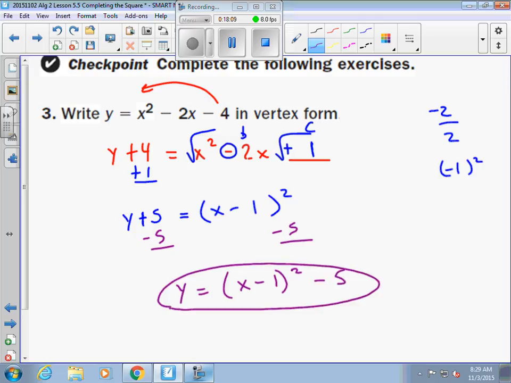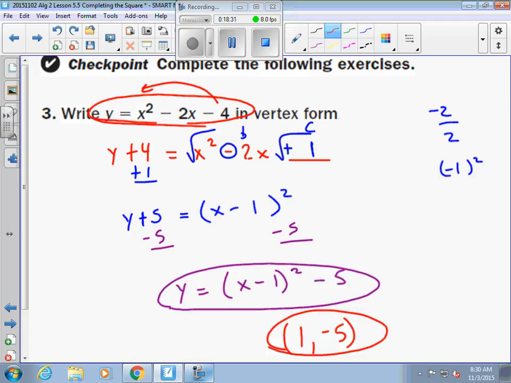Vertex form. What is your vertex of this equation? What's the x value? +1. Good job. What is the y value? -5. Good. Bottom of the graph or top of the graph? Bottom. Very good, because it is positive. And again, you could look back to the original form of the equation, and you could see the a value here is also +1. So you know that that thing opens up. So 1, -5.